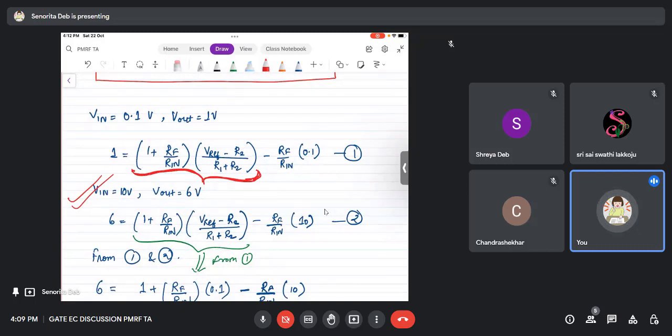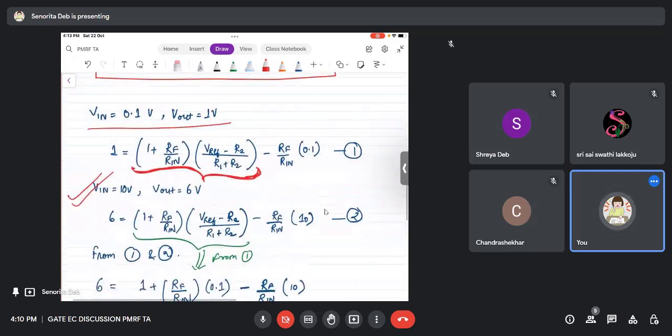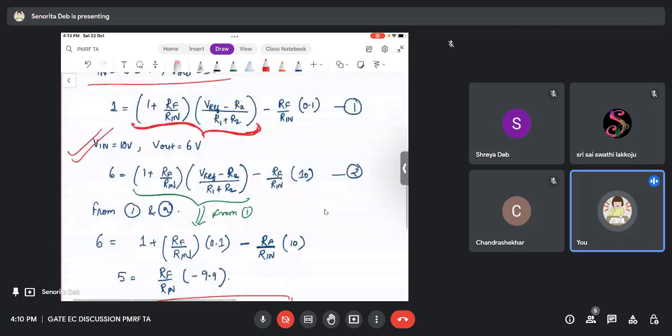Now if in the equation 1 you try to open the brackets and take Rf by Rn common and then do things, it will be complicated. So better leave it like this, and we will directly substitute it in the next step. You see, this is the first condition born out from this, which is given in the question. The second equation is born out from this, which is given in the question.